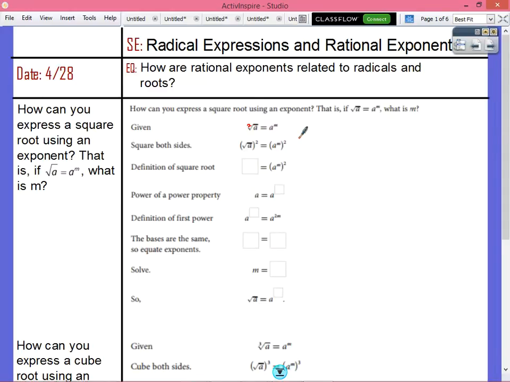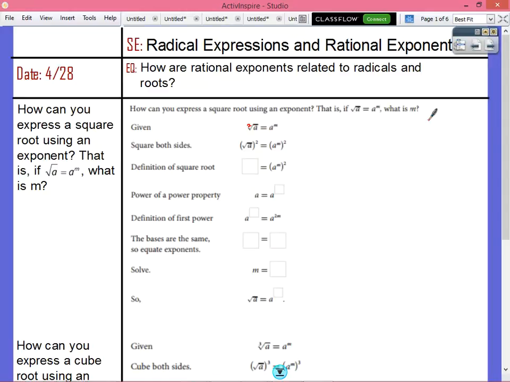Anyway, the first part here is just to understand how we can write a square root as an exponent. How can we express a square root using an exponent? Okay, so if we start out with the statement, the square root of a is equal to a to the m, what is m? These steps would show us what that is.